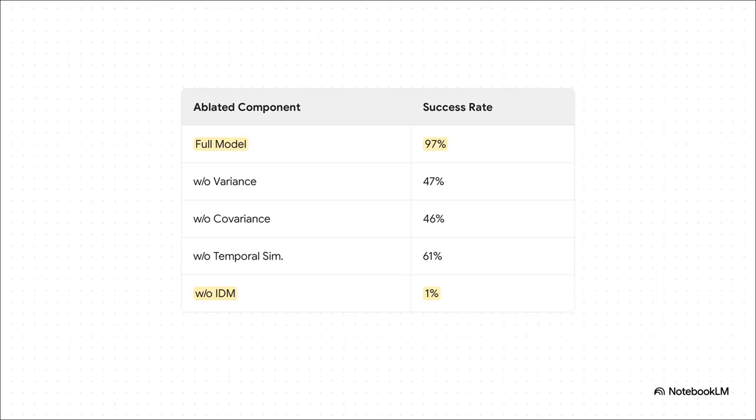But look at that bottom row. When you remove something called the inverse dynamics model, which is what helps the model understand the consequences of its own actions, the success rate completely collapses to just 1%. 1%. This just proves that every single piece of this architecture is absolutely critical for smart planning.